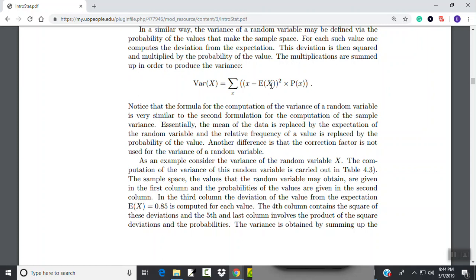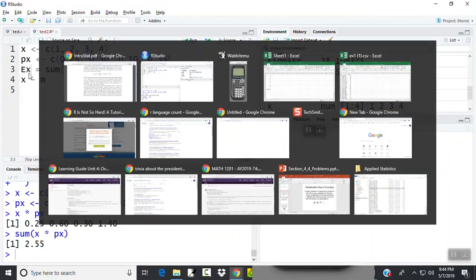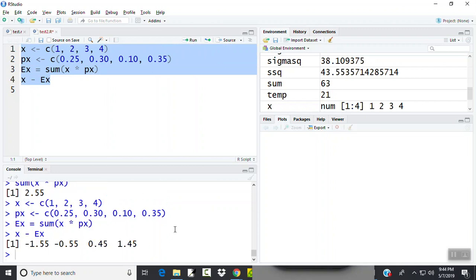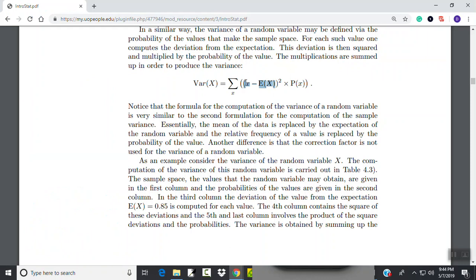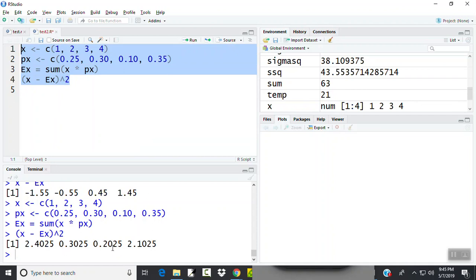So you got x minus your expected value of x. So let's do that first. X minus my expected value of x. M is our expected value of x. Let me actually put EX there. That would represent EX. If I run that, I get this. That is this middle part right here. Then I want to square it. Well, that's easy. Put parentheses around it and put squared on it. And that gives me this.